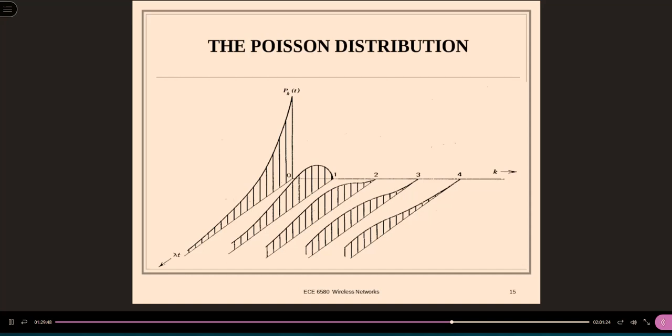Now here's what the Poisson distribution looks like for different values of lambda t, the average number of arrivals in t seconds. And it shows you that the probability of getting this many arrivals in t seconds is given by this quantity here, of getting this many arrivals in t seconds is given by this quantity, and so on.